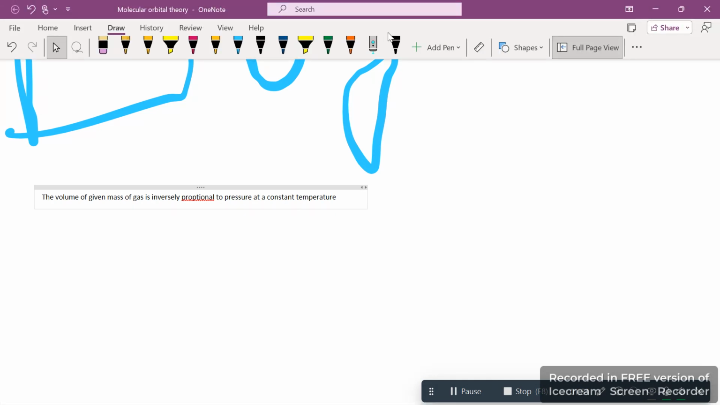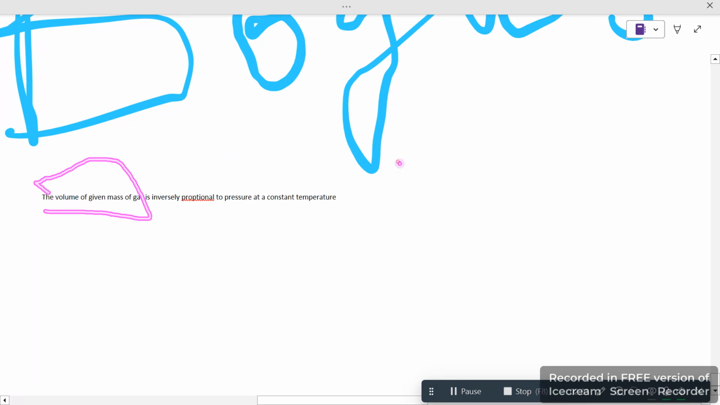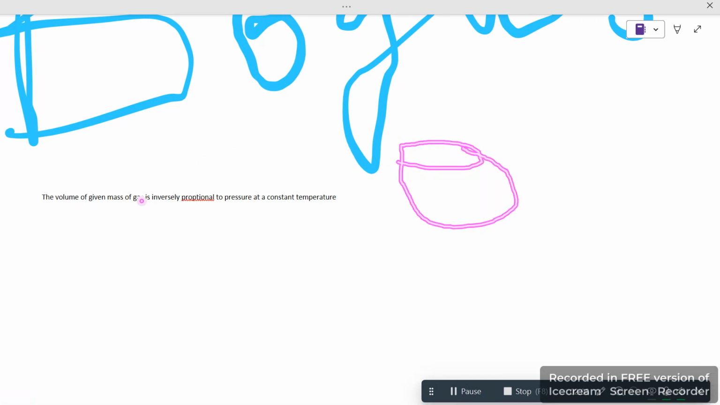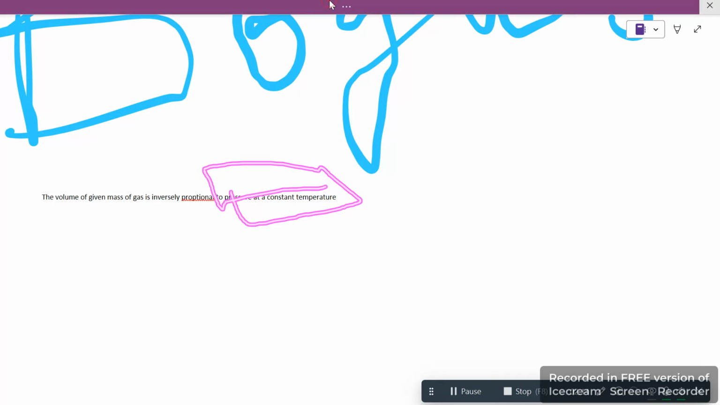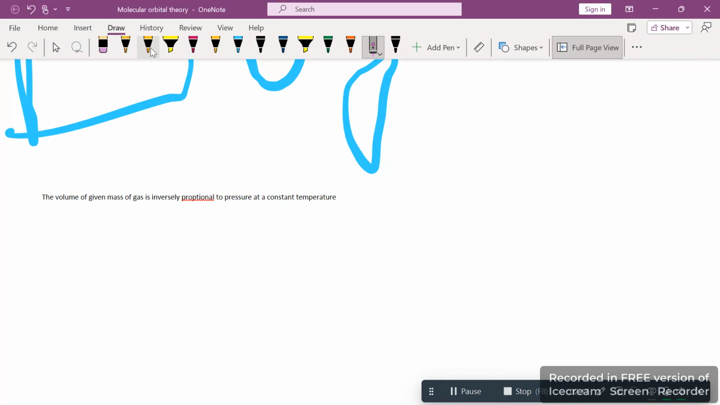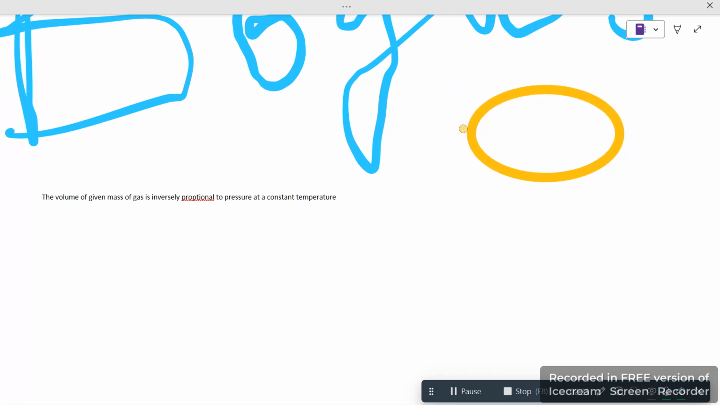What does this mean? The volume of a given mass, the mass you have, suppose this body, should be inversely proportional to pressure when you have a constant temperature. So the volume of a given mass, this is the mass, is inversely proportional to the pressure at a constant temperature.